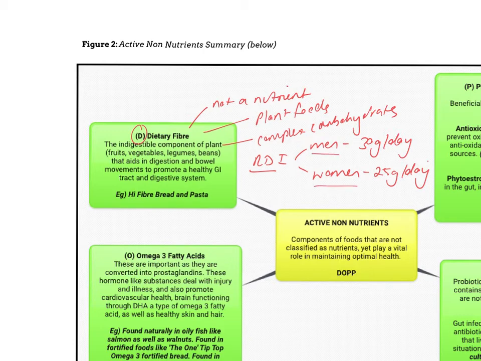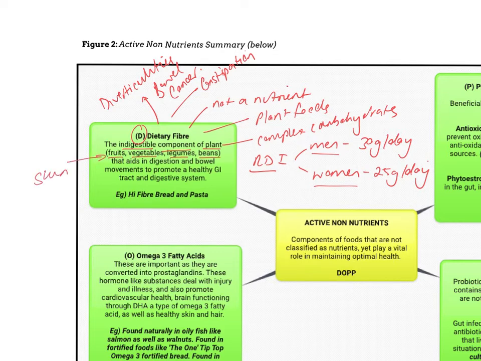And the reason why dietary fiber is so important is because it prevents diseases like diverticulitis, and it prevents diseases like bowel cancer. And it helps to keep the person or the individual regular, and it prevents constipation. So what is dietary fiber defined as? Now, fiber is the indigestible component of plant foods. These foods include fruits, vegetables, legumes, and beans.